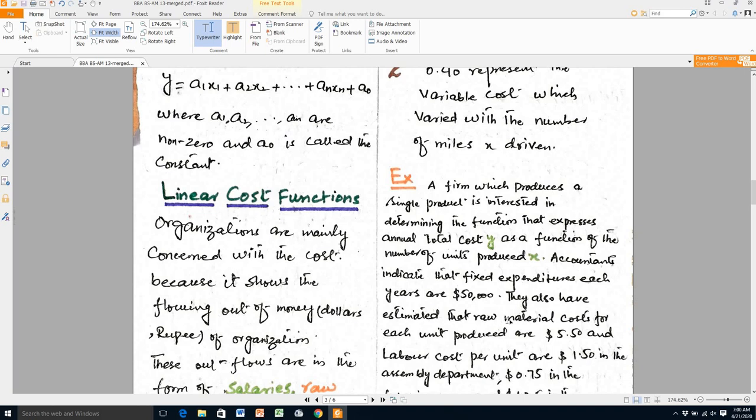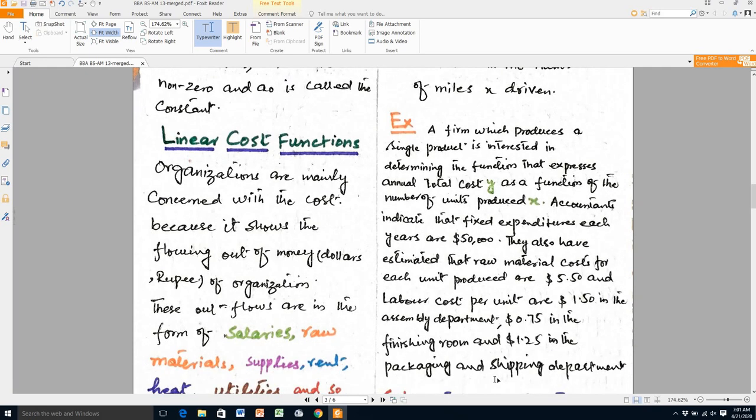They also estimated that the raw material cost for each unit produced is $5.50 and labor cost per unit is $1.50 in the assembly department, $0.75 in the finishing room, and $1.25 in the packaging and shipping department.